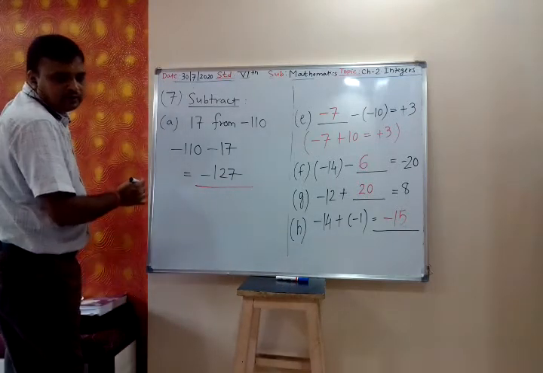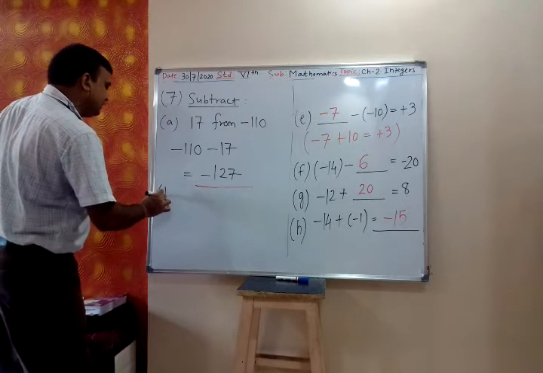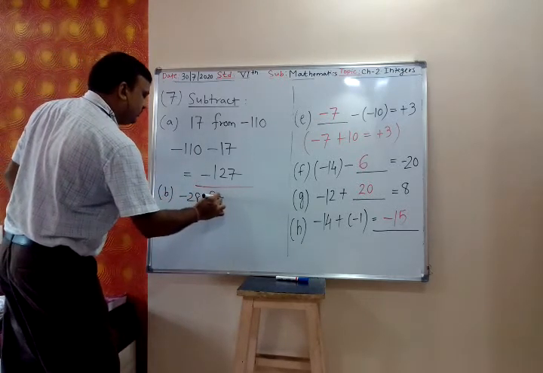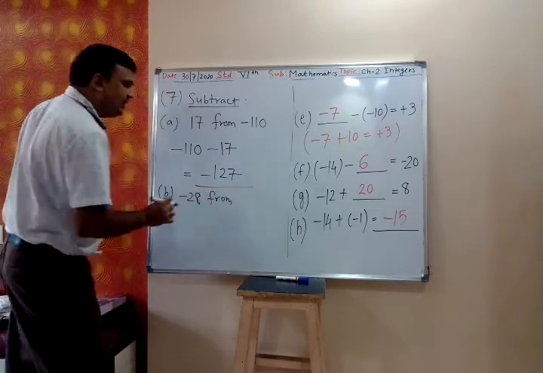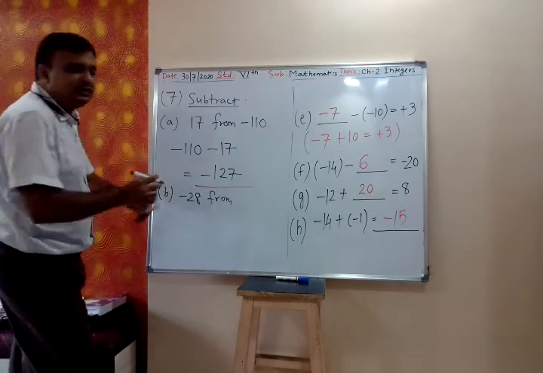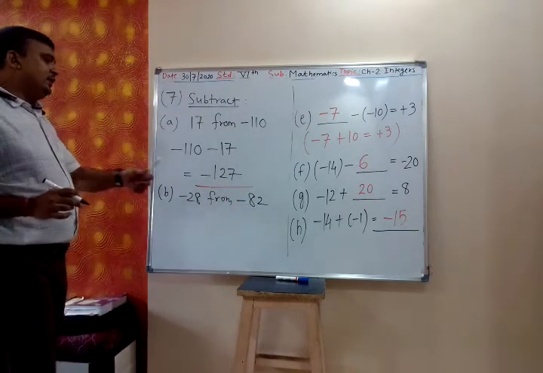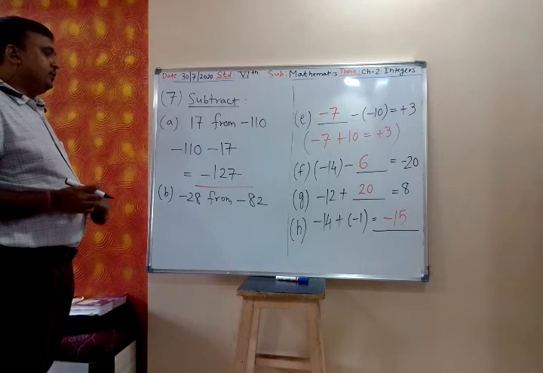Then B, minus 28 from, whichever number is written after from, that number we write first. From minus 82. Minus 28 from minus 82.